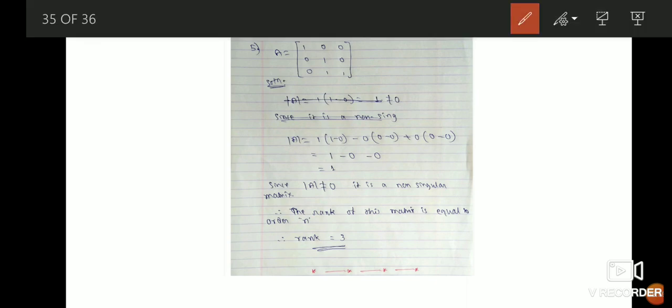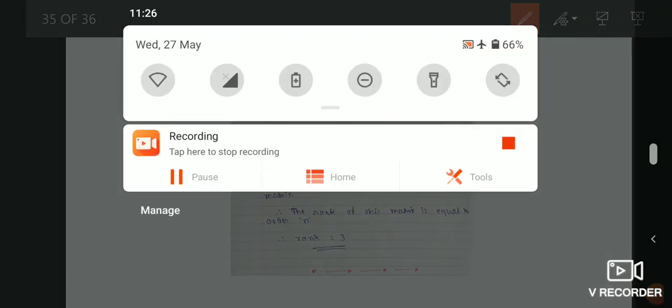Okay, consider this example 1 0 0, 0 1 0 and 0 1 1. Calculate the determinant, which is equal to 1. As we all know, the determinant is non-zero, which means it is a non-singular matrix, and the rank of a non-singular matrix is equal to the order of that matrix itself. The order is 3, therefore the rank of this matrix is 3.